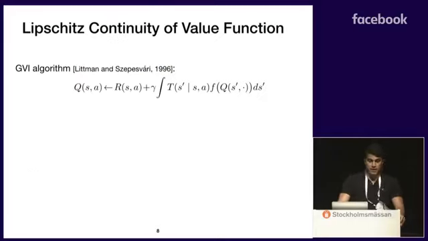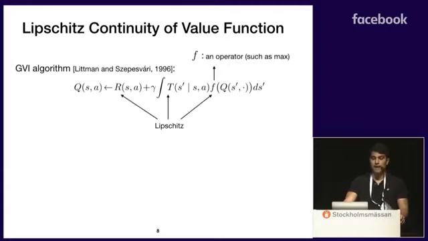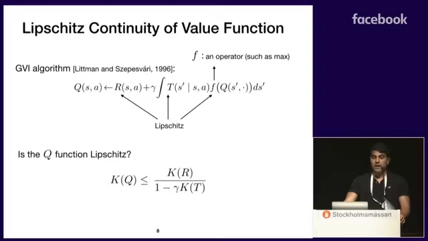So the last theorem is about the structure of value function itself. So we want to say, under a generalized value iteration algorithm, if we have a Lipschitz reward signal, a Lipschitz transition model, and a Lipschitz operator, is it true that the Q function is going to also be Lipschitz? Interesting question to ask. And the answer is actually yes. And we can bound the Lipschitz constant of Q function, and the bound is, again, a function of the Lipschitz constant of reward and transition model.